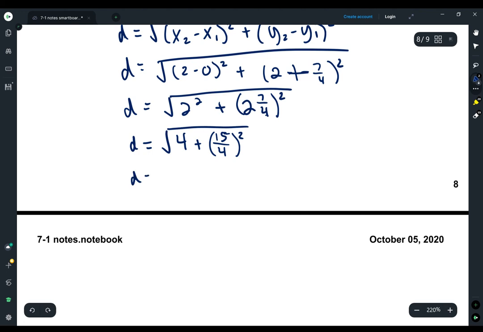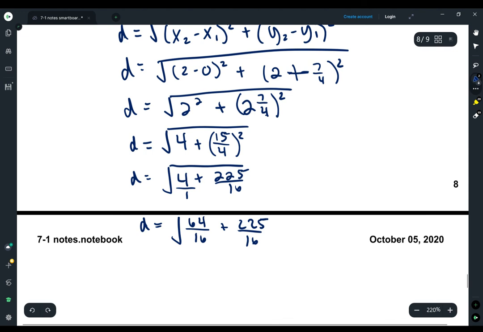So let's see, this is going to be 4 plus 225/16. So I need to make the 4 into 16ths, so that's going to be square root of 64/16. So I just multiplied the top and bottom by 4 to get a common denominator, plus 225/16 means I am going to have a distance of square root of 289/16. So square root of the top and bottom is now going to be 17/4.